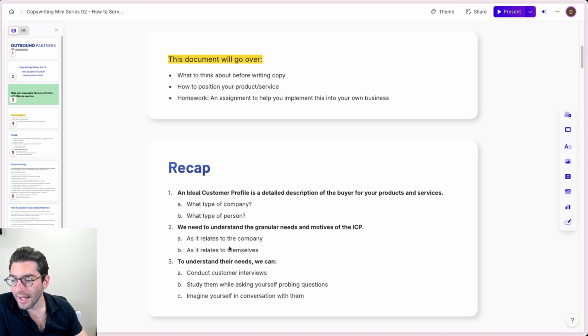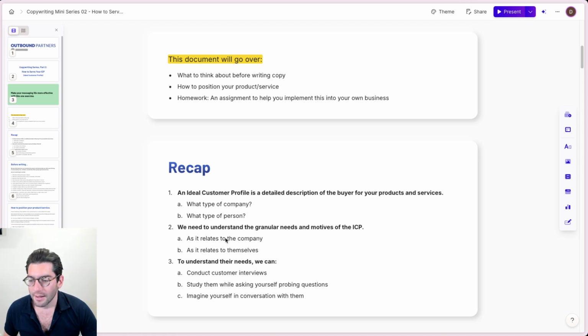So we need to understand the granular needs, as they relate to the company and as they relate to themselves. Again, we are humans. We're not machines. We function a lot on logic, but a lot of decisions are very emotional. And I hate to be the one to say it, but sometimes it's a little bit selfish. What motivates one person may not always be in the best interest of the organization.